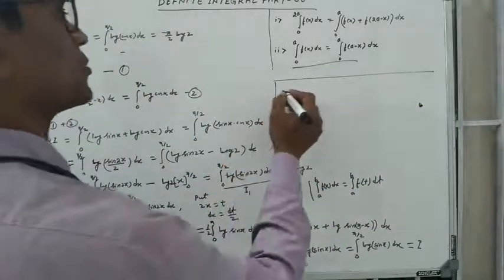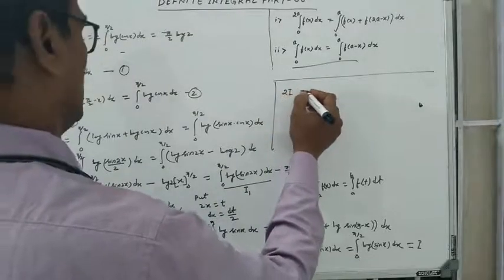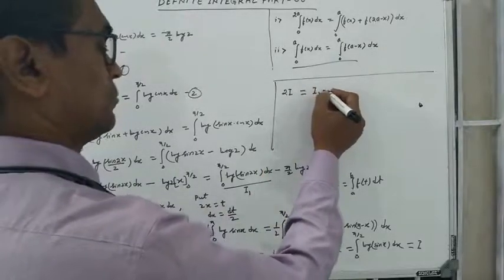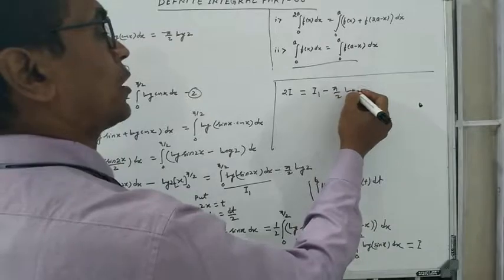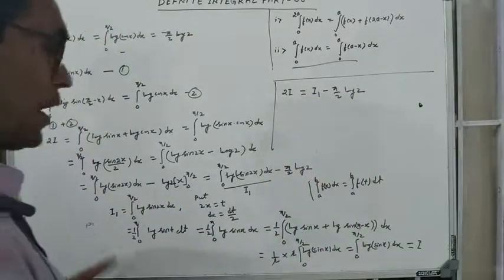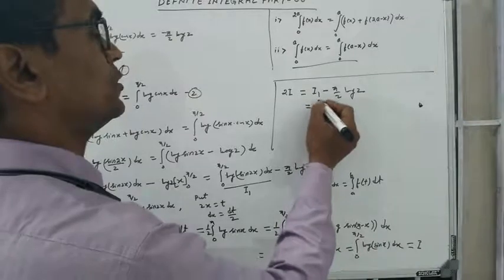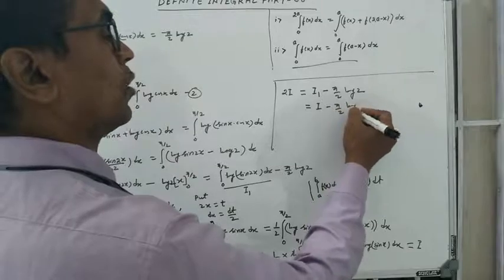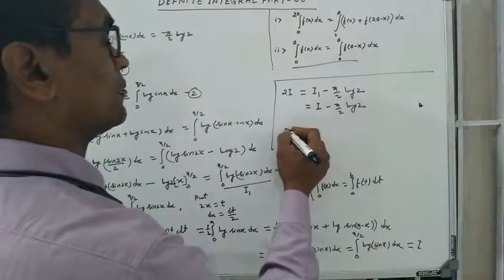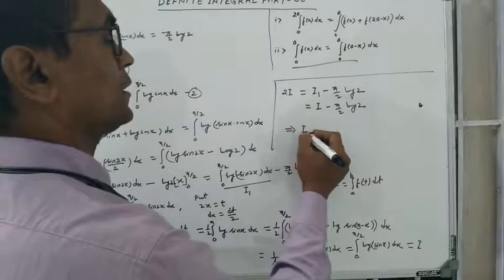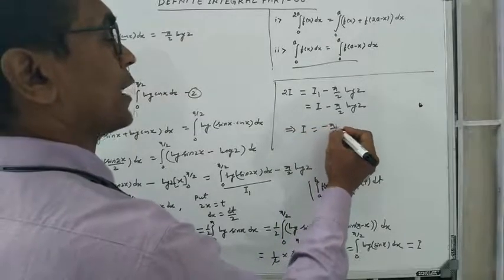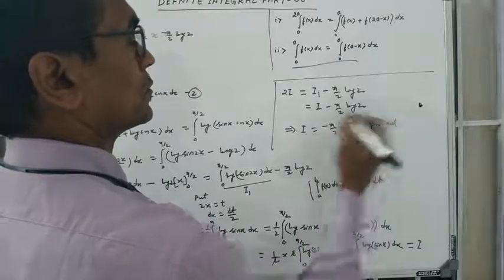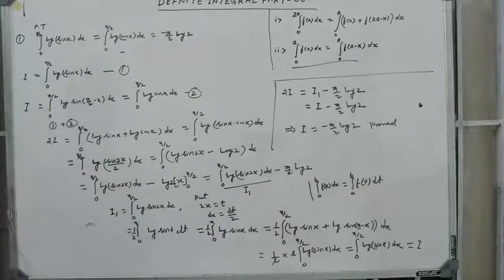Now we put this, so twice I is equal to I1 minus pi by 2 log 2, and the value of I1 is I. So you replace I1 by I and minus pi by 2 log 2. This I will come to the left side, then I is equal to minus pi by 2 log of 2. Proved. This is one of the important questions.